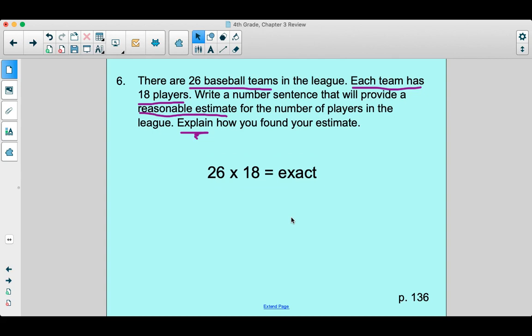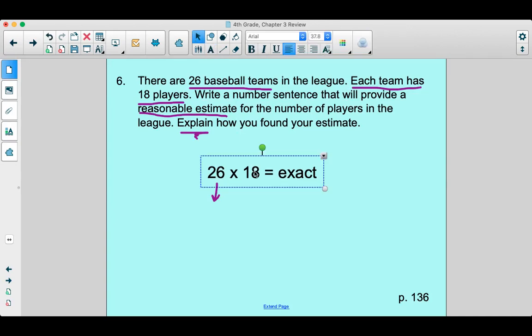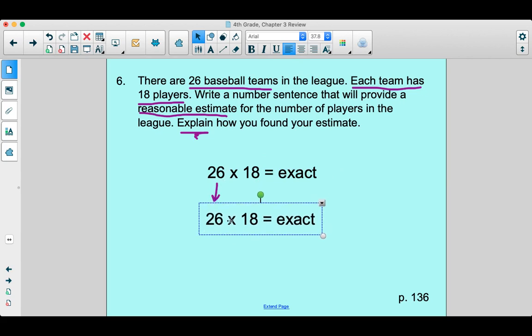Okay. Now we've got to pick out some numbers. So I like the number 25. It's compatible to 26, and you can think in quarters when you get a 25. So I think I'm going to change my 26 to a 25. Compatible numbers. And I'm going to change my 18 to a 20 because 18 rounds to 20. And then it's not going to be exact anymore. It's going to be an estimate.